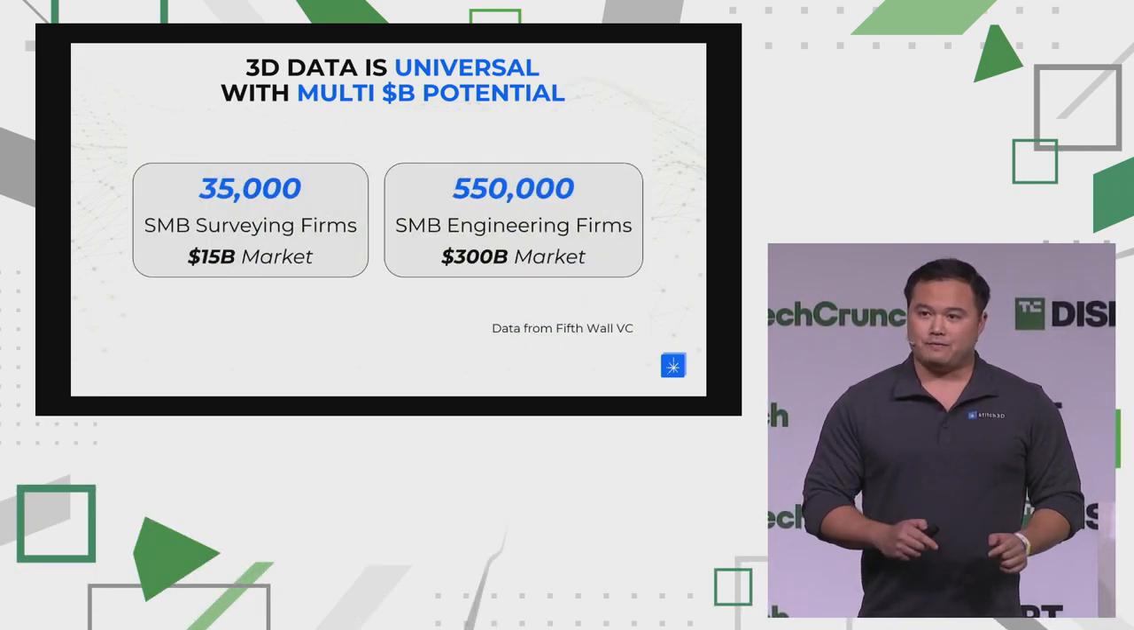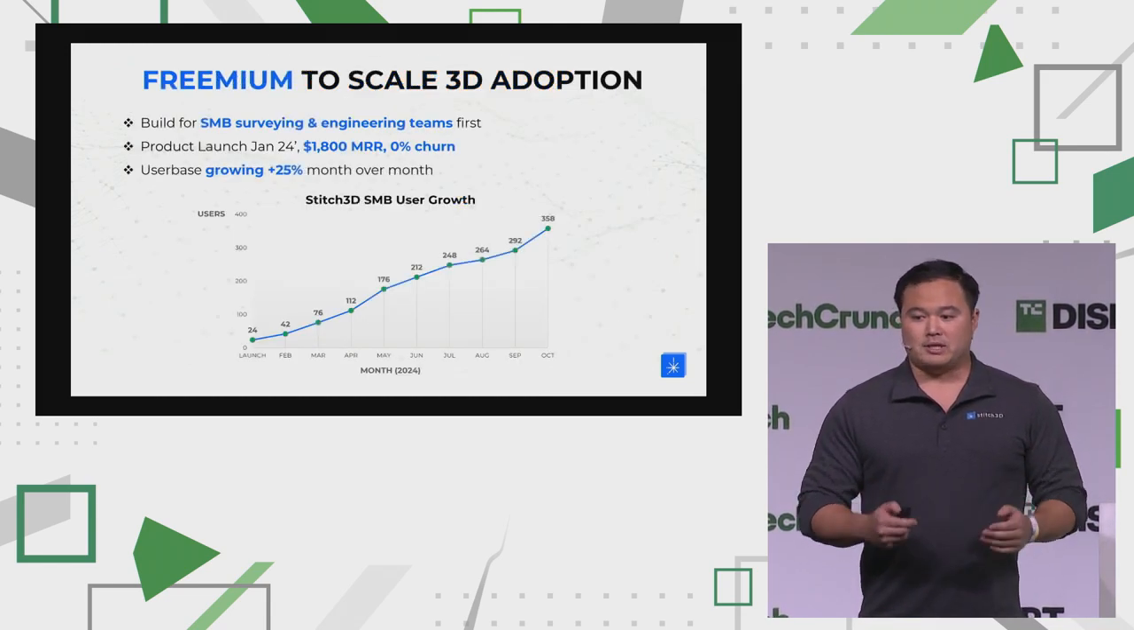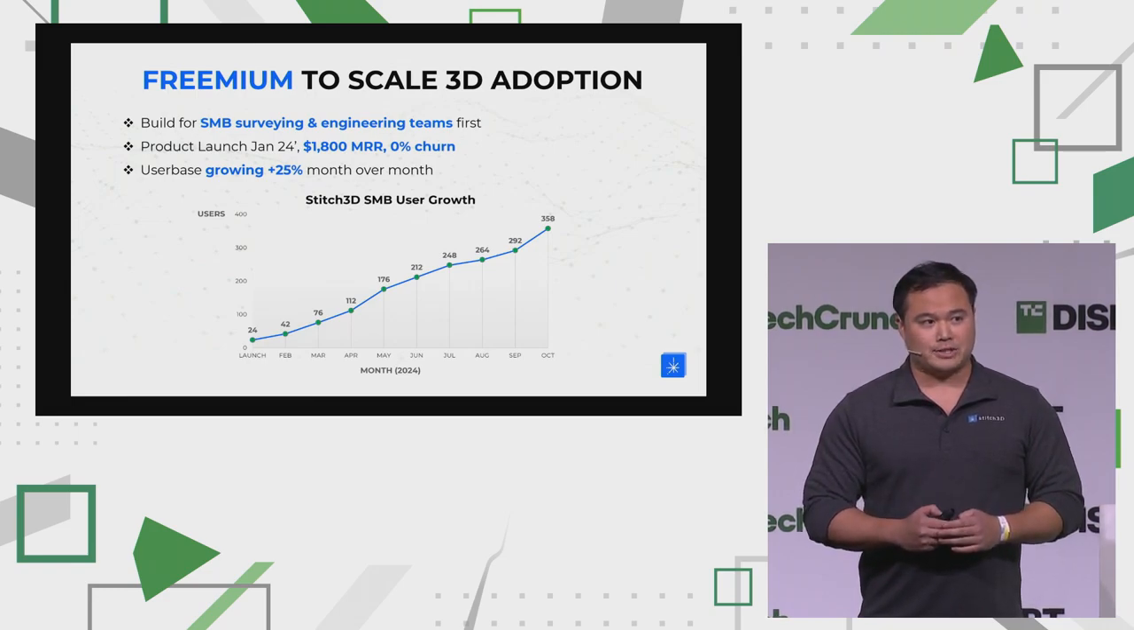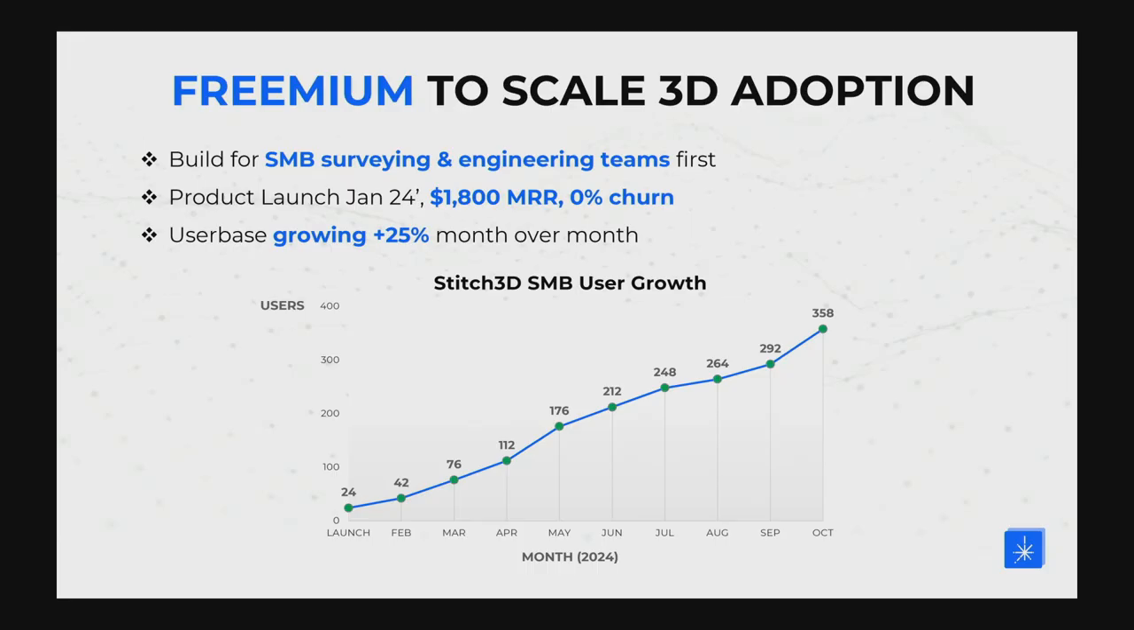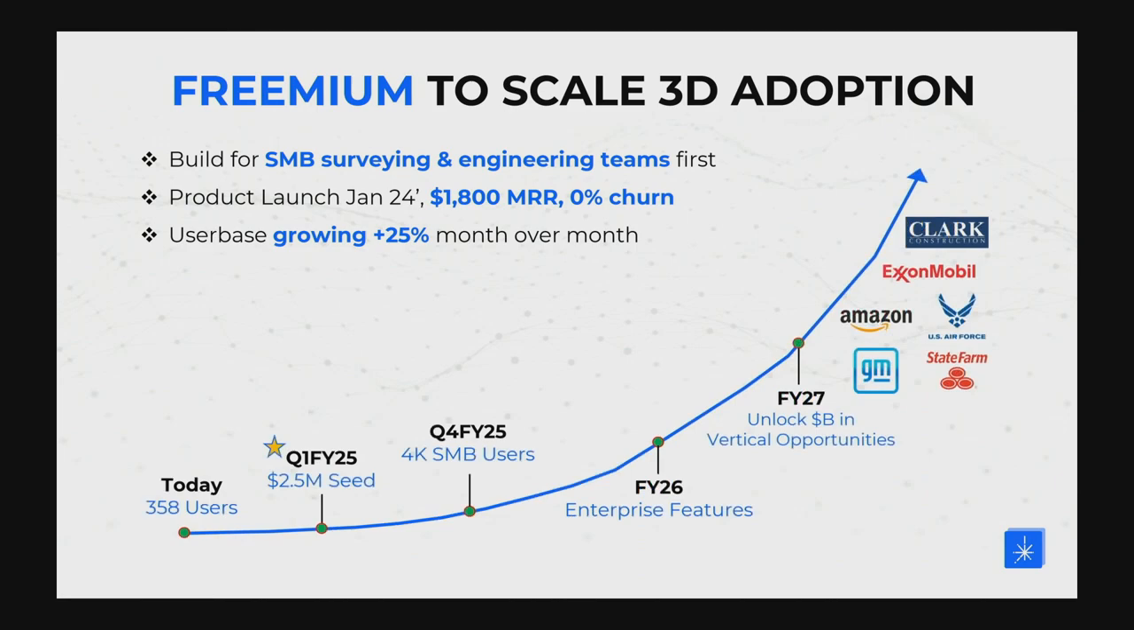We believe that these are the folks that will help usher in the next $100 billion industry that is the 3D data market, which is why we're building our technology to service the SMB market first. We believe that these users will not only help us build a more robust product, but also help us prove product love. Already, we're generating about $1,800 of MRR monthly, with no user churn, and our user growth rate is averaging 25% month over month. And when the time comes to build vertical features to drive enterprise value, we will already have a strong recurring revenue base to operate from.